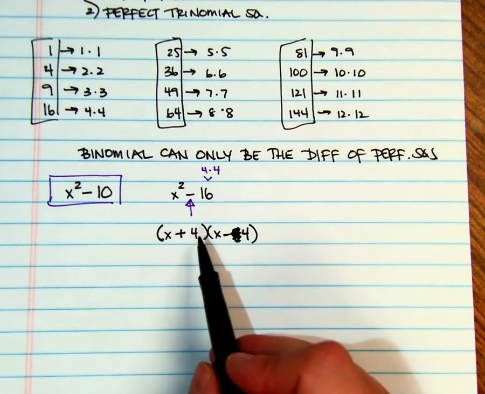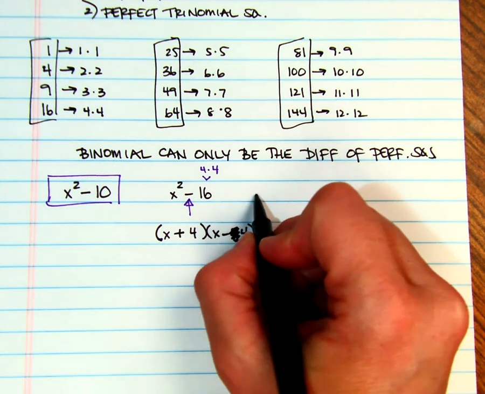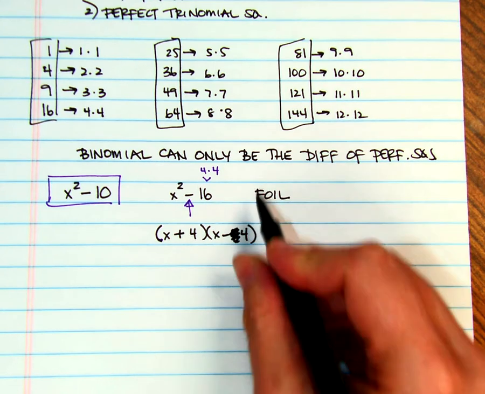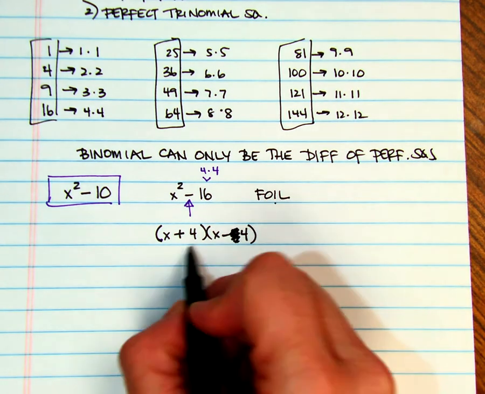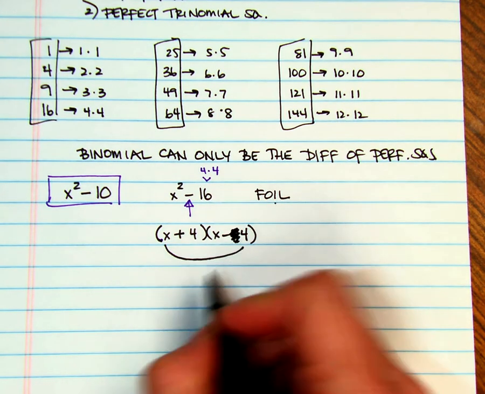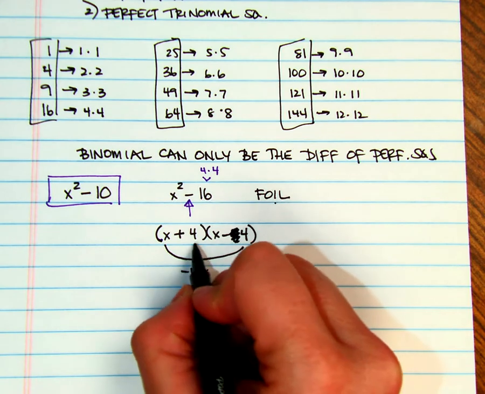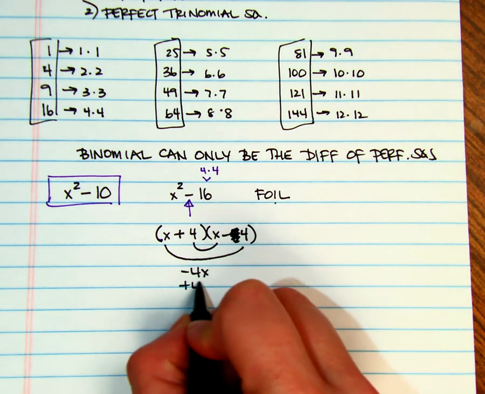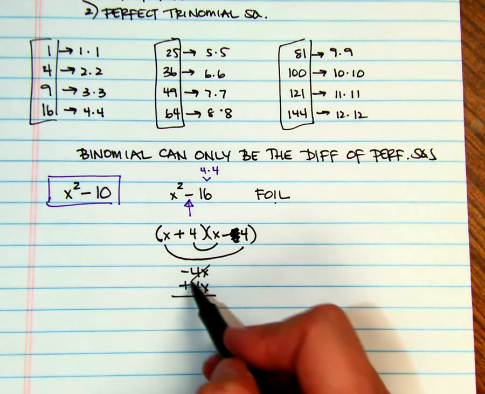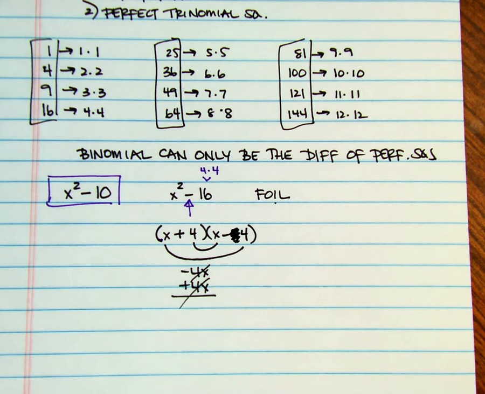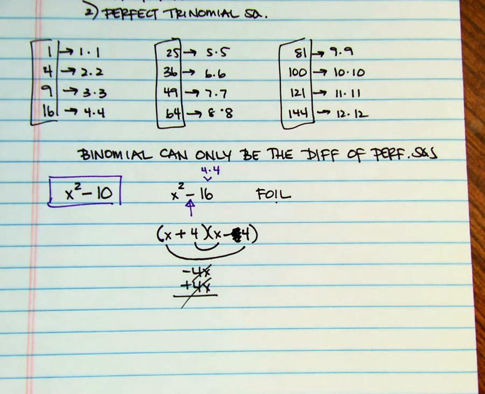The reason why you have a plus and a minus is because if you are doing FOIL, first, outers, inners, lasts, your outers would give you a negative 4x, and your inners would give you a positive 4x, and they would cancel each other out. So you're actually just doing the F and the L.